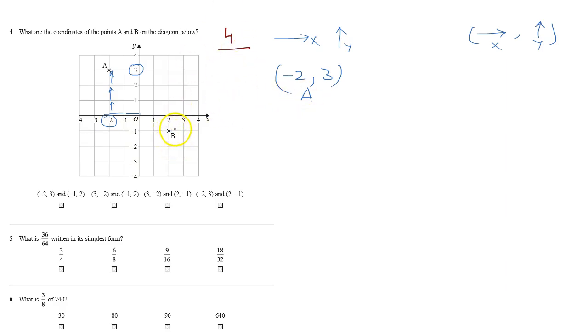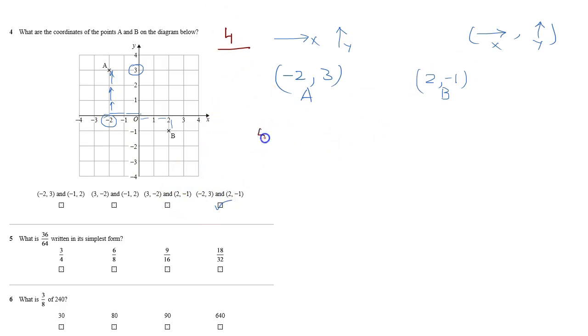Now point B is here. So first we check the x-axis. So this is 1, 2. So we check on the x-axis. So that is 2. Then it's going down. So it is -1. So that is point B. So -2 and 3, and 2 and -1. So this is D.